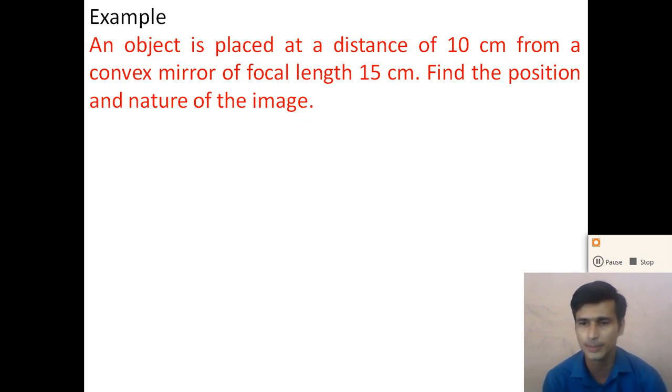So as per the previous example, we take u is equal to minus 10 centimeter, f is equal to plus 15 centimeter, calculate v from the mirror formula, and then calculate the magnification from m is equal to minus v by u, right? So solve this example by yourself, right?